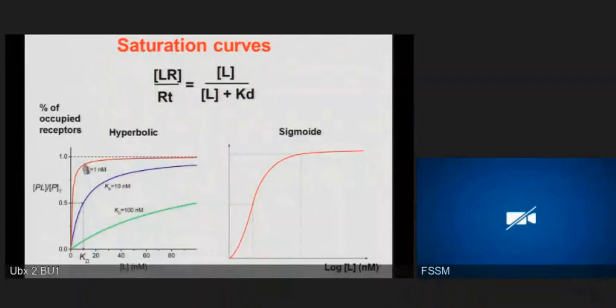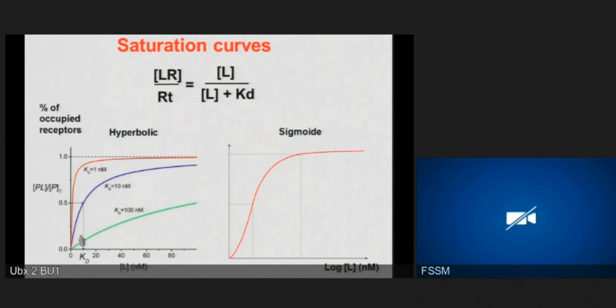It means that the lower the KD, the higher the affinity. With a low KD, it means that you don't need a high concentration of ligand to get the maximal percentage occupancy of the receptor.